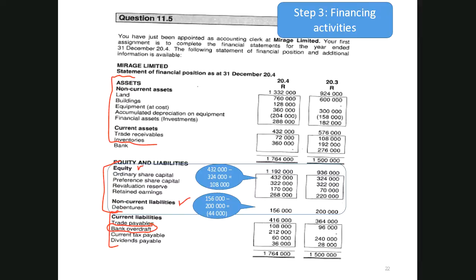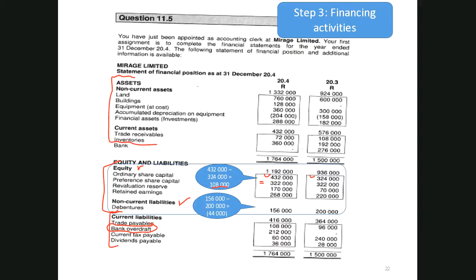So if we look at these accounts, ordinary share capital increased from 324,000 to 432,000. That means we must have issued another 108,000 rands worth of shares during the year. We would have received 108,000 from shareholders. We would have credited ordinary share capital, debited bank. The preference share capital hasn't changed, so there's nothing we need to worry about there. It hasn't changed at all.